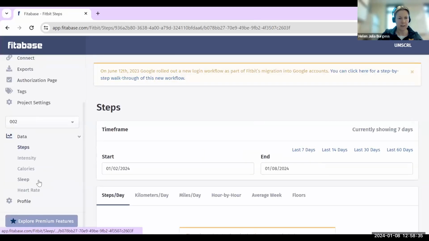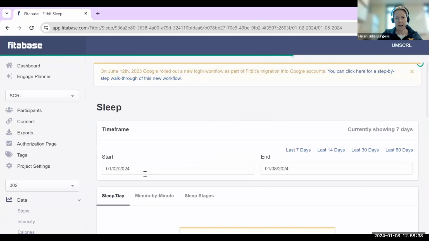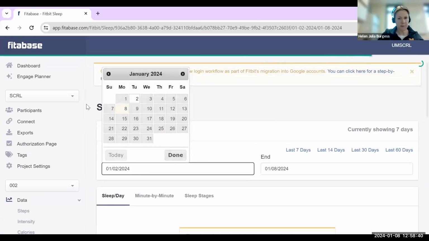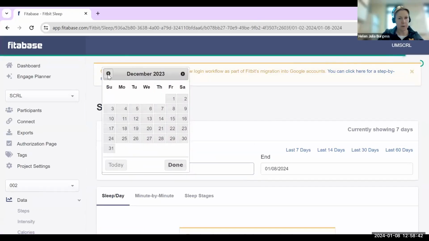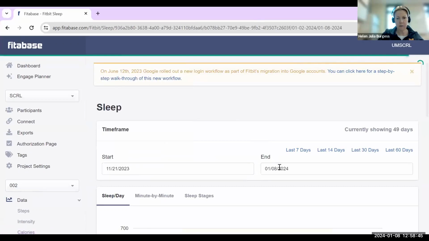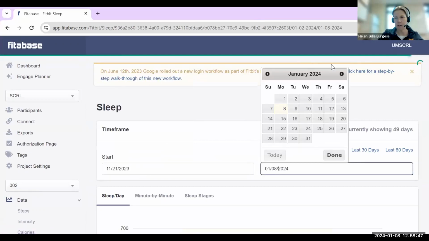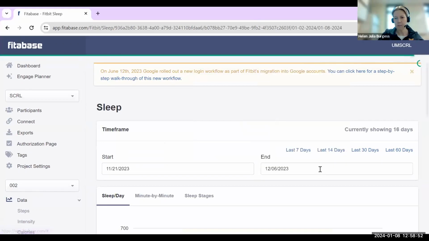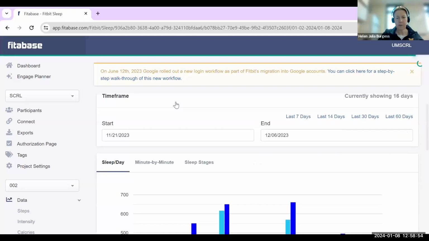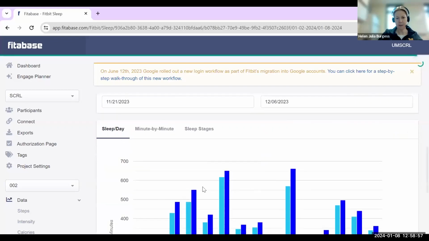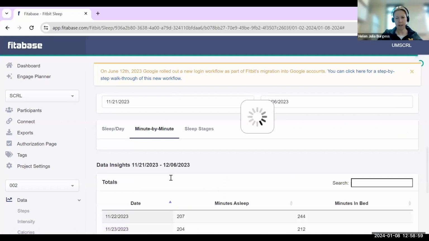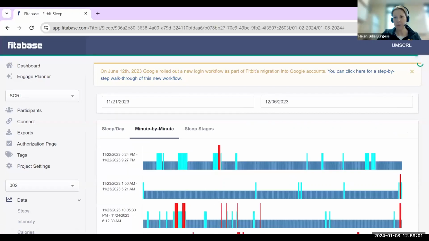Actually, we will take a look at sleep. And with Fitabase, you have to put in the dates of participation. So I will put those in first of all here, which was November 21st to December 6th. And this was a 2-week period. There's different ways to look at the data, and the approach that we like, the best kind of visualization of the data, is this minute by minute display. And it's collecting 1-minute epochs.